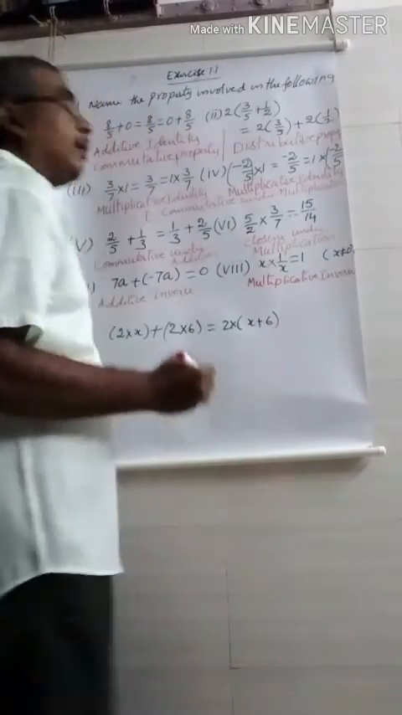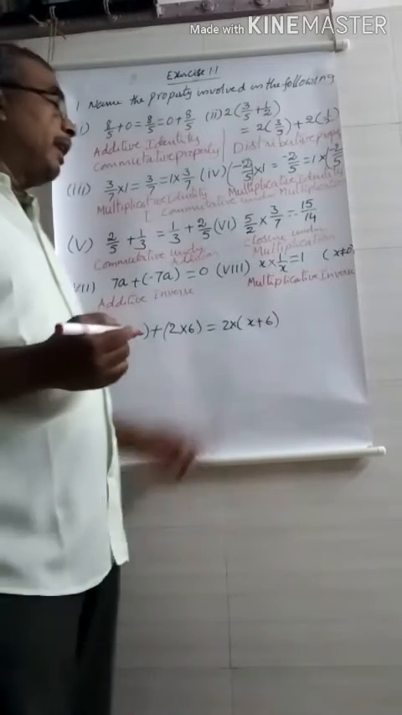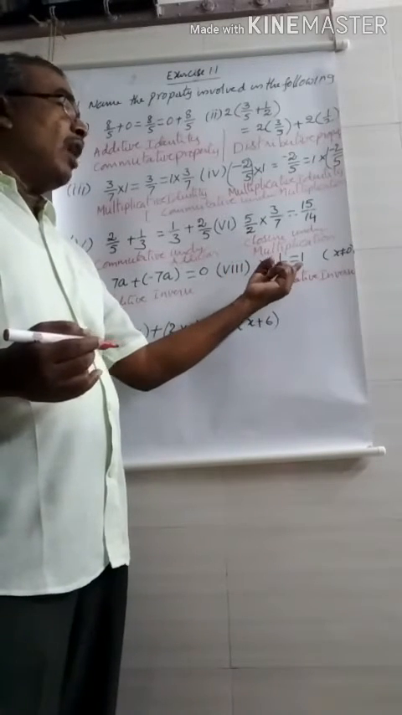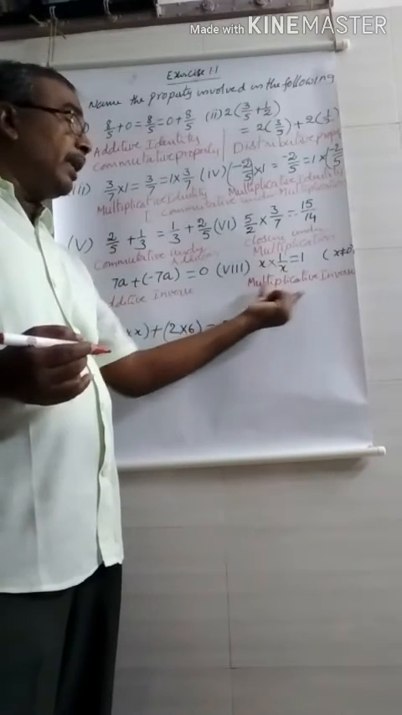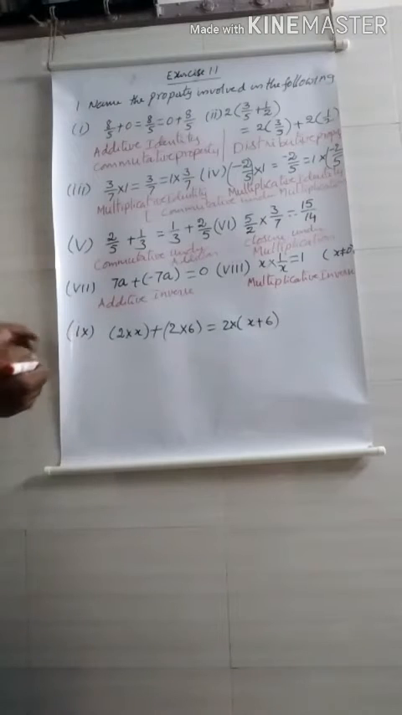You may recall our multiplicative inverse property. When you multiply two rationals, what we get is 1. If we get 1, then it is a multiplicative inverse. Here in the ninth and last one of the first question.